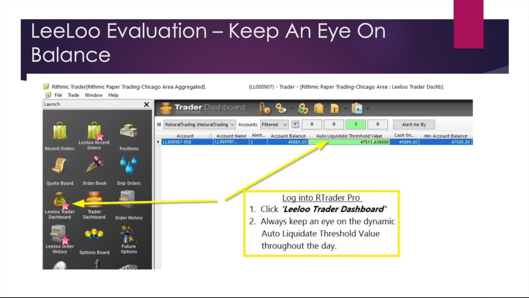So I always recommend with LeeLoo, you connect through Rithmic, RTrader Pro. I took this picture right from LeeLoo's website. This auto liquidate threshold value is your trailing drawdown.